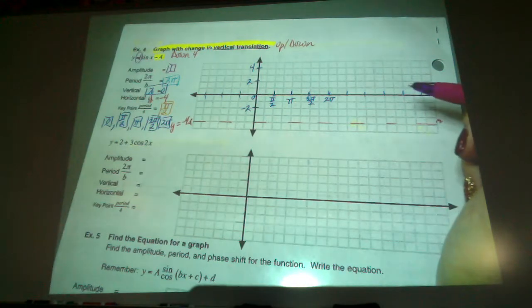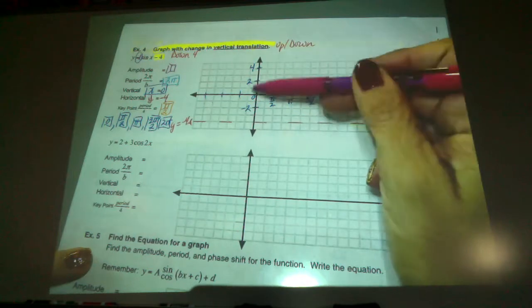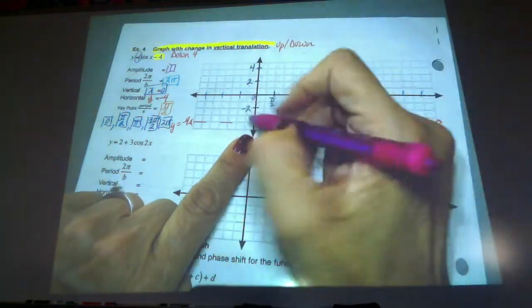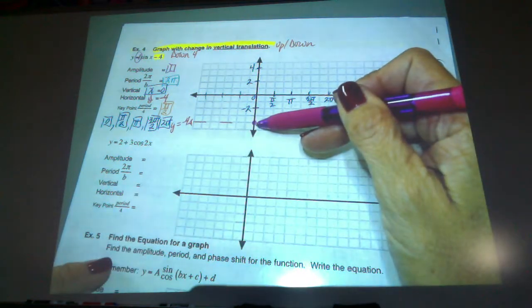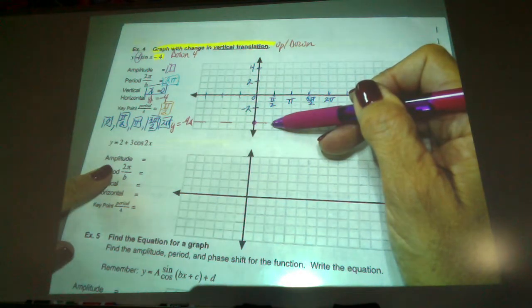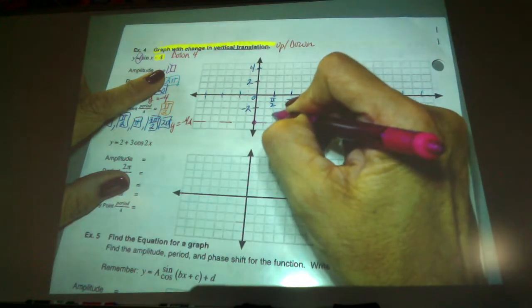Sine, does it start up at the amplitude or down at 0? Down at 0. So normally 0 would be here, but our 0 line is moved down here. So we have to start our sine all the way down here. Then the next increment is here, and sine goes up, but it only goes up to the amplitude. Well, the amplitude is 1, so we only want to go 1 away from the 0 line.